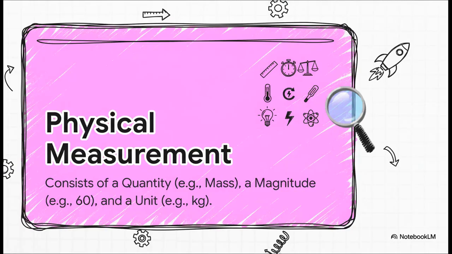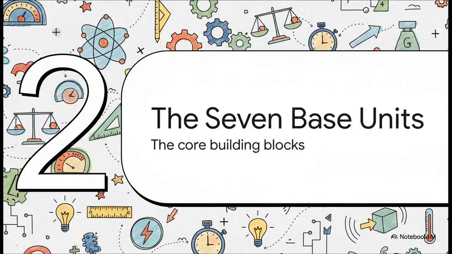And this is how we fix it. A real, actual measurement needs 3 things. You've got the quantity, which is just what you're measuring, in this case, mass. Then you have the magnitude, that's your number, 60. And then the real MVP, the thing that gives it all context, the unit. Here, it's kilograms. You need all 3 of those pieces: quantity, magnitude, and unit, or you're not really saying anything at all. All right, let's move on.